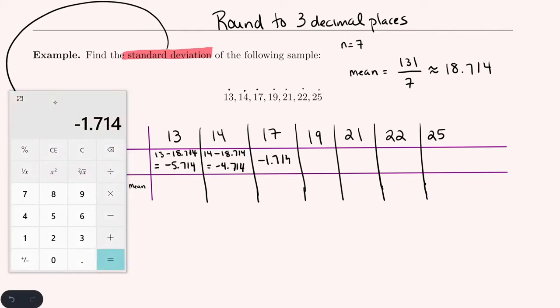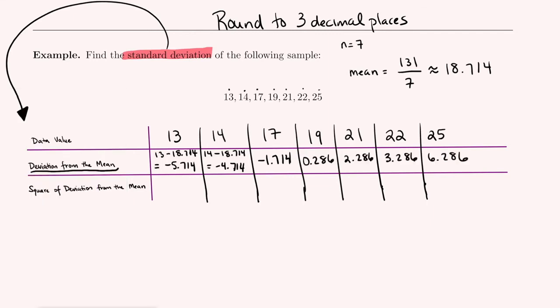I'd encourage you to pause the video now and complete the rest of the second row. Unpause to check your work. And we get the following values as the deviations from the mean. Now, what do you do for the next row? You just square each of the entries you found above.